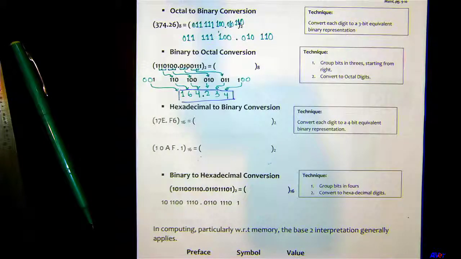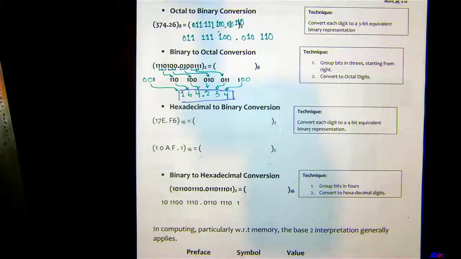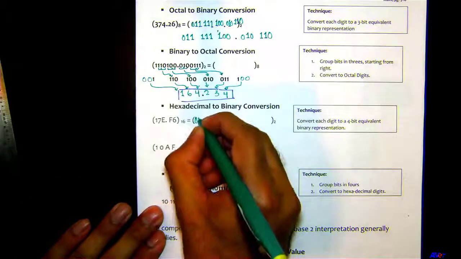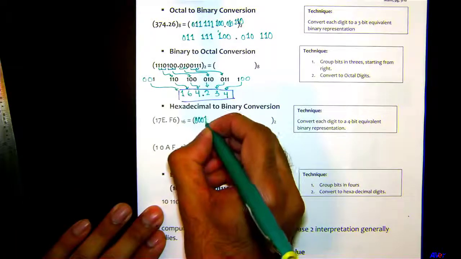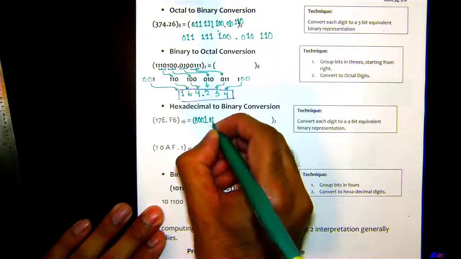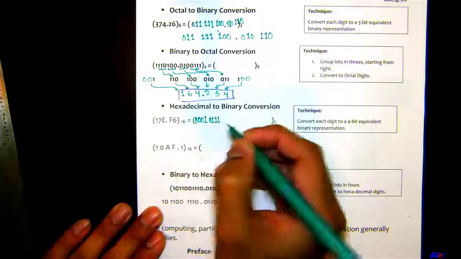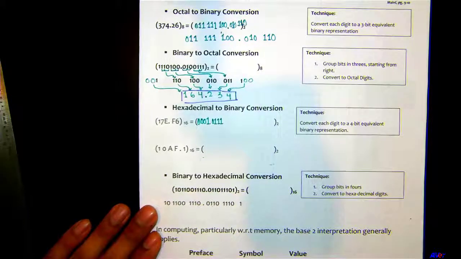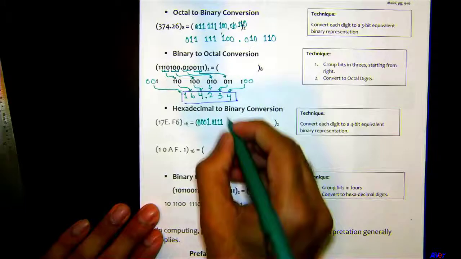Hexadecimal to binary conversion. Converting each digit to a 4-bit equivalent binary representation. Very similar to the example that we did above, except we are going to generate 4-bit code. Okay. So 1 is going to be 0001. 7 is going to be 0111. E is going to be, anybody remember? E. Yes. Jeremy? Correct. Good, fantastic.